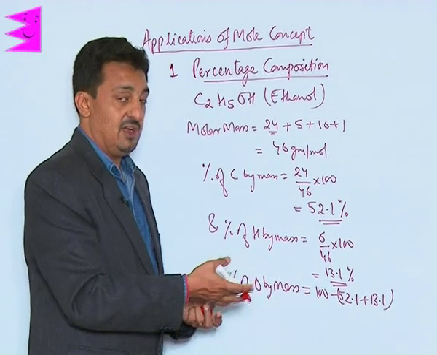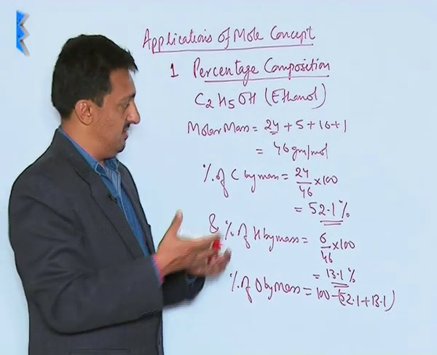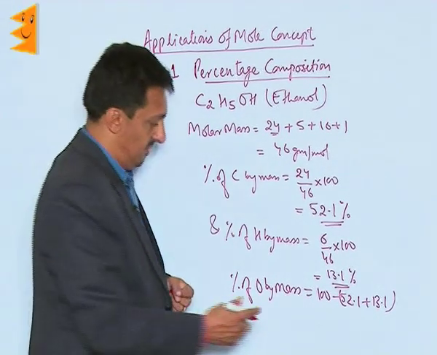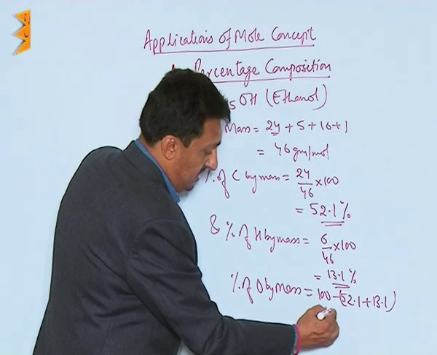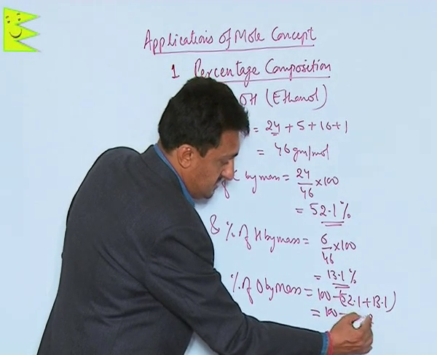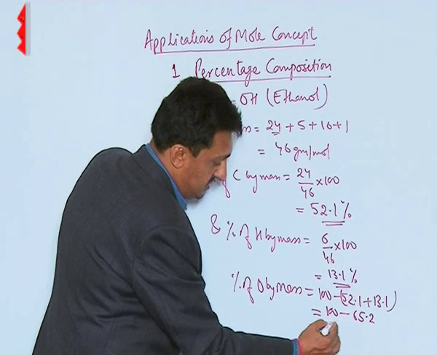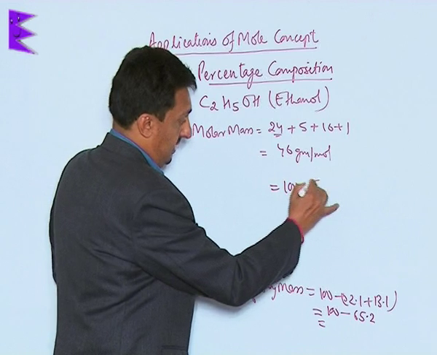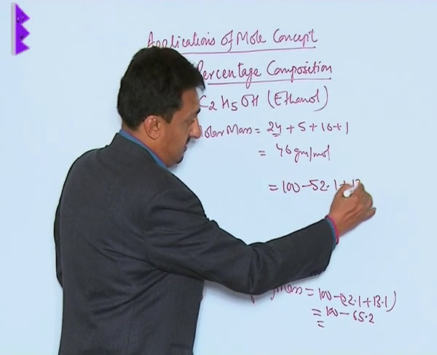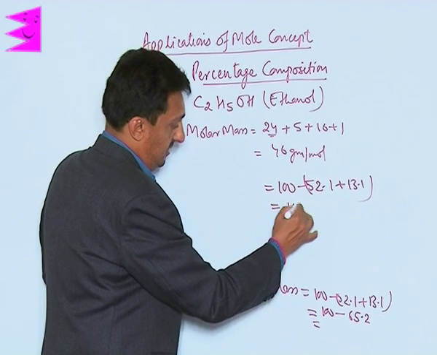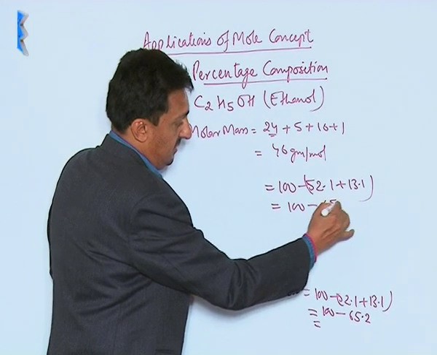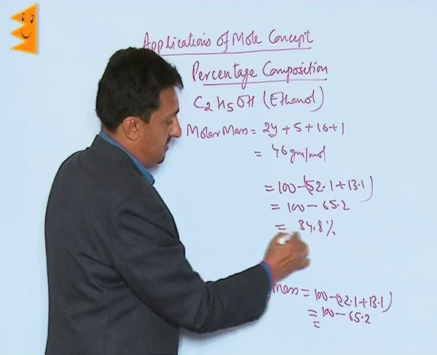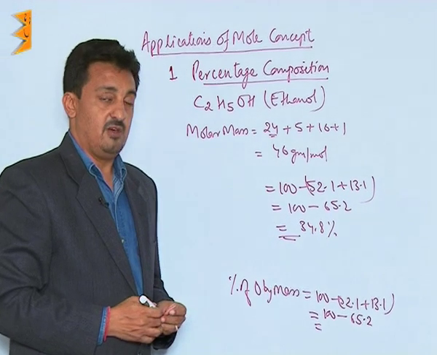This is another way of finding the percentage composition, because we are finding what the percentages by mass are out of the total 100. So this comes out to be 100 minus 65.2, which comes out to be 34.8%. So this is the percentage composition of oxygen.